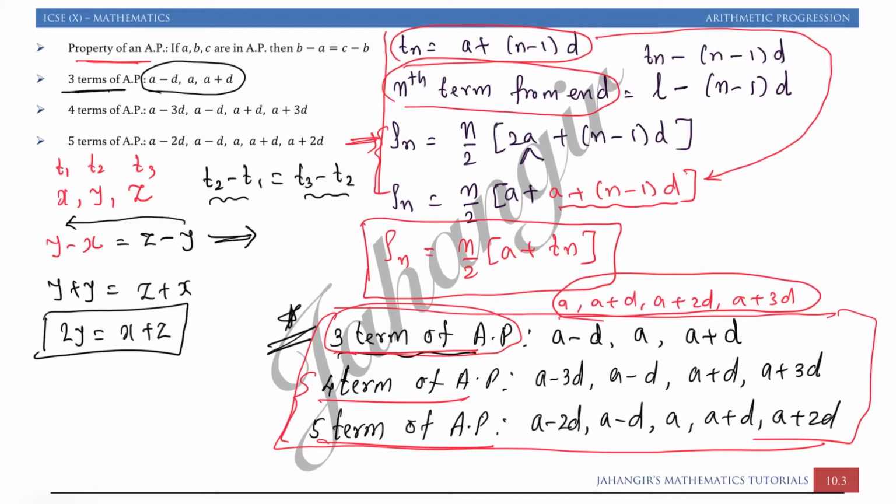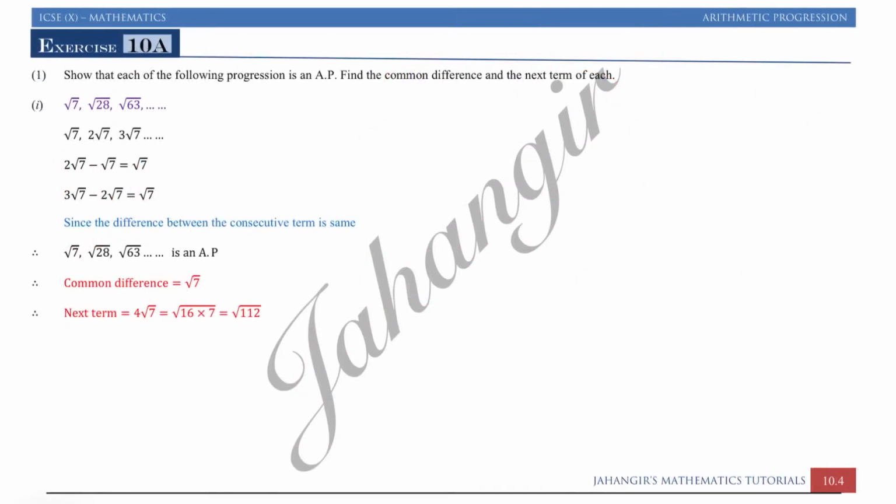In this way, this chapter is quite easy to understand. Once you know the concepts, you can do any type of question very easily. We will start with exercise 10A. Question number 1. Show that each of the following progression is an AP. Find common difference and the next term of each.